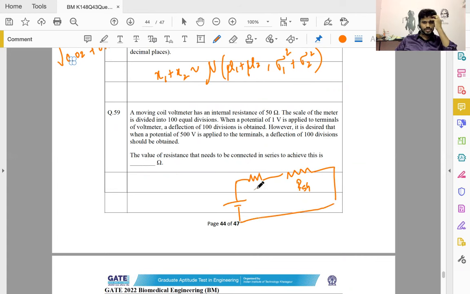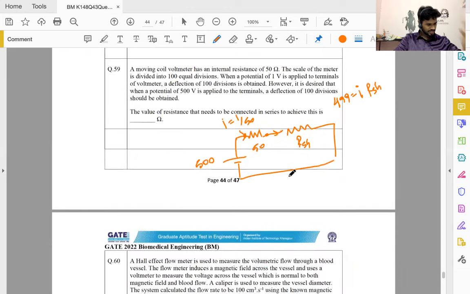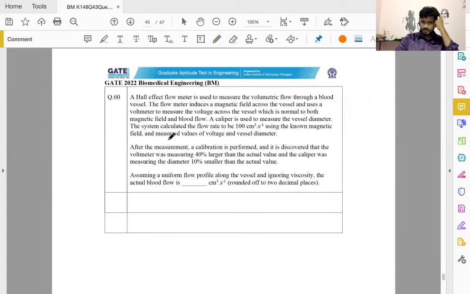500. So you have 50 here, and you have one volt across it. So current is 1 by 50. Same current flows through this. There is a 500. There should be 499 across it. 499 should be I times RSH. I is 1 by 50. I think that is 24950. That's it. That's correct.